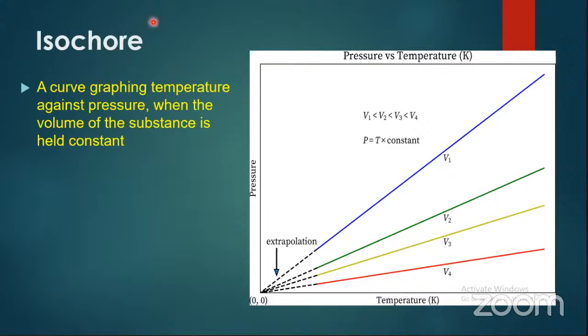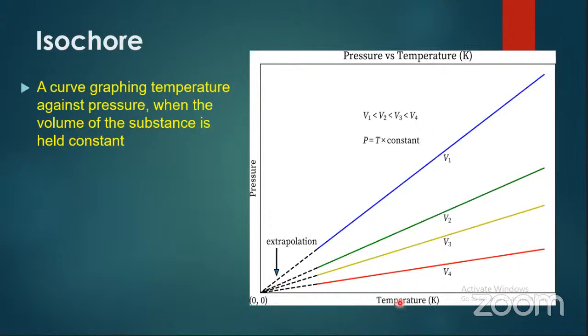Isochore means at constant volume. See here, isochores: these are different results of the experiment at different volumes. Remember this order of volumes. V4 is greater than V3, greater than V2, which means at the highest volume the graph will be obtained like this.